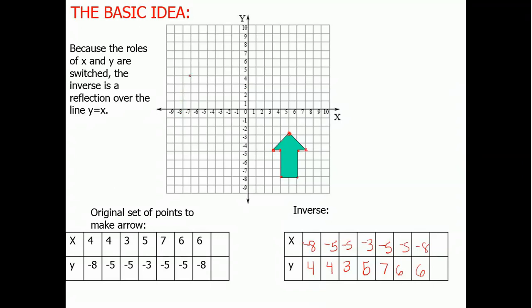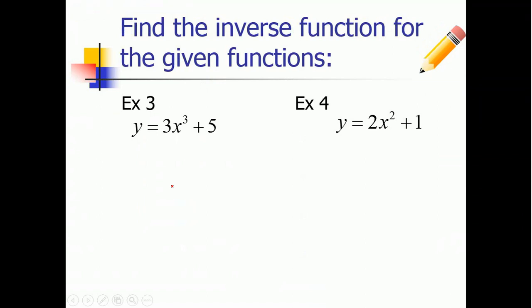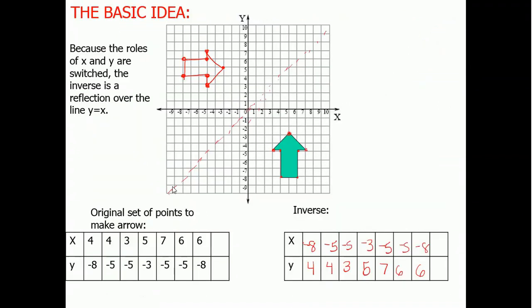So it would be -8, 4, -5, 4, -5, 3, -3, 5, -5, 7, -5, 6, and -8, 6. So this would be the following graph I would get. Notice, basically all this is doing is taking my graph and flipping it about the y equals x line. Because it's saying change the y and x around and you get a reflection across y equals x.